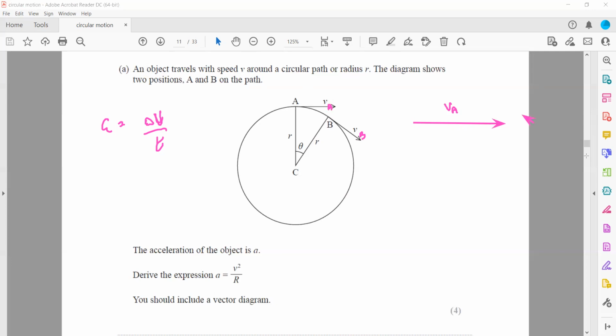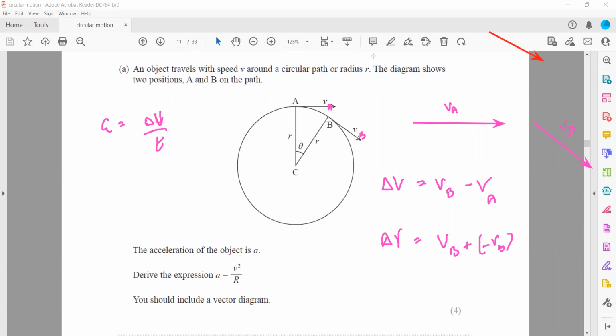The second vector is equal to VB. But what is the meaning of change in velocity? As we need acceleration, we need change in velocity over time. So change in velocity is equal to final minus initial, so it is VB minus VA. So in vector addition, I need VB plus minus VA. That will give us the change in velocity. So first I need VB, so I will draw VB first. Then I need minus VA.